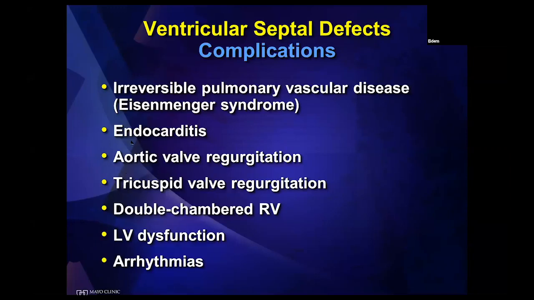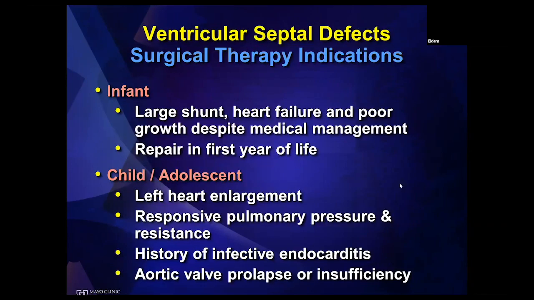Valves that are in continuity with the VSD, such as the aortic valve and tricuspid valve, can be distorted and have regurgitation. You can have the development of right ventricular outflow obstruction in the form of what's called a double chambered right ventricle in patients most typically with a membranous VSD. And the long-standing volume overload can cause LV dysfunction as well as arrhythmias in patients with VSDs.